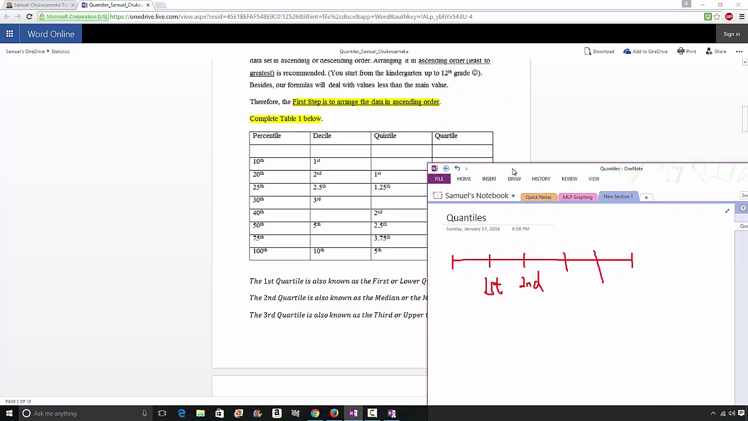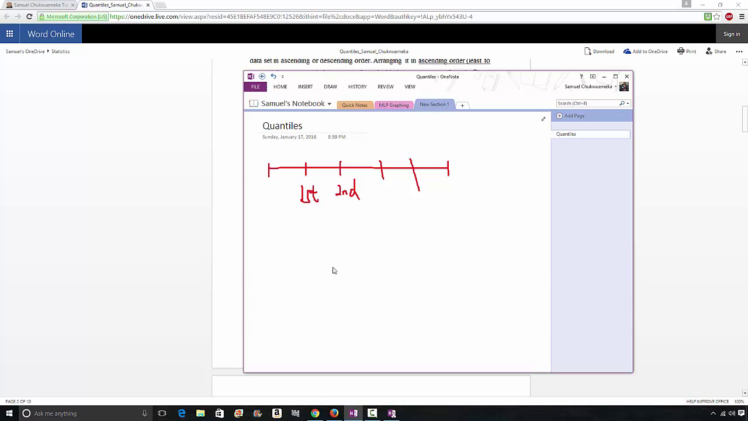Then when you talk of quartiles, you're talking about just 4 equal size groups: first, second, third, and fourth. So up to this point, you see this is now 25%.